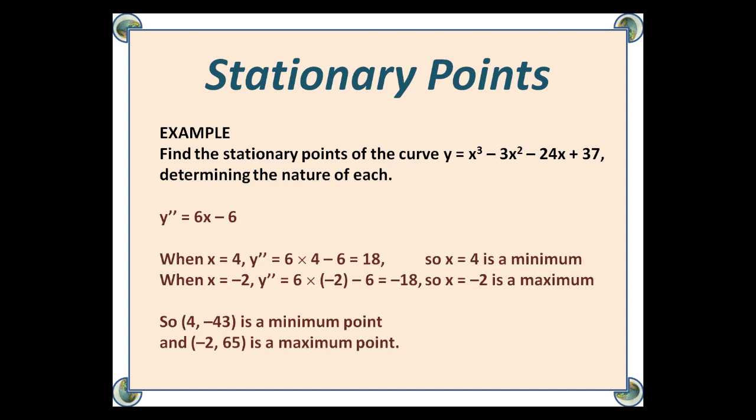Determining the nature of them means doing the second differential and finding out if they're minimum or maximum. So, the second differential is 6x minus 6. When x is 4, we get a value of 18, which is positive. So x equals 4 is a minimum. And when x is minus 2, the second differential is minus 18. That's negative, so x is minus 2 is a maximum.